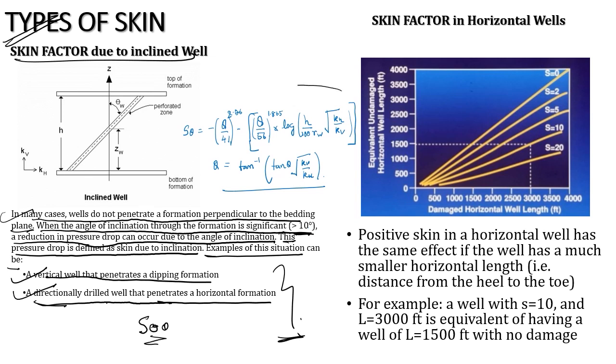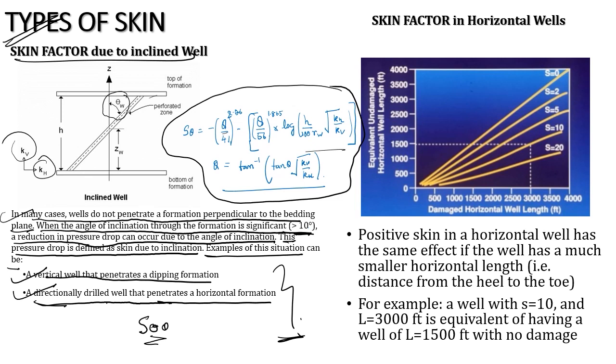So this is the formula for finding out the skin due to inclination of the well. Over here is this angle between the bedding and the wellbore, and kV by kH, where kV is the vertical permeability, kH is my horizontal permeability, and h is the height of the reservoir. This is my top of the perforation, this is my bottom of the perforation. So this is the formula for skin factor determination when I am having an inclined well.